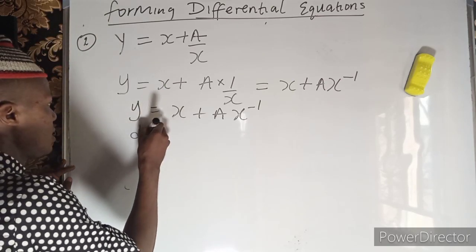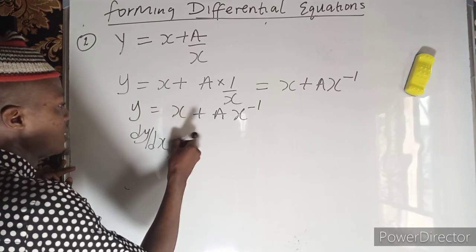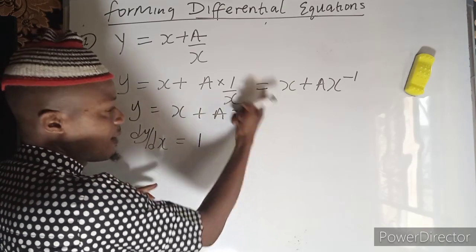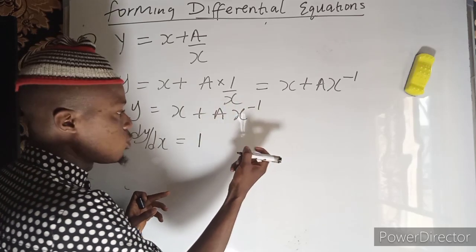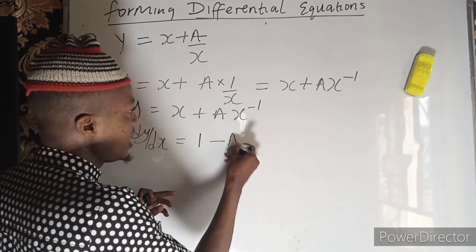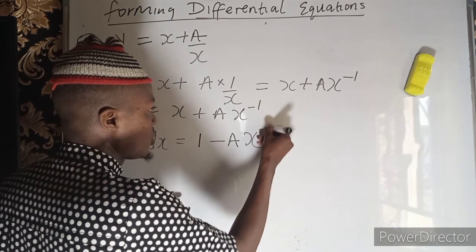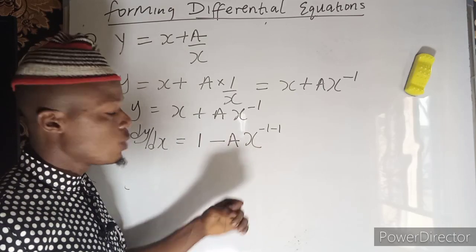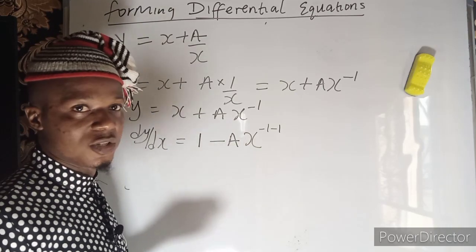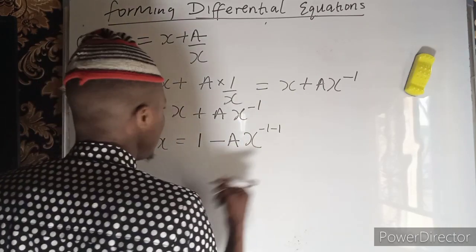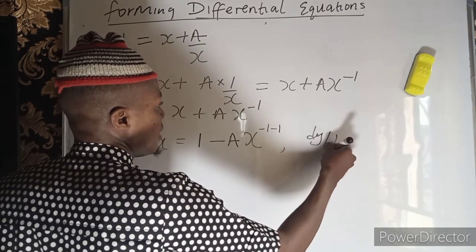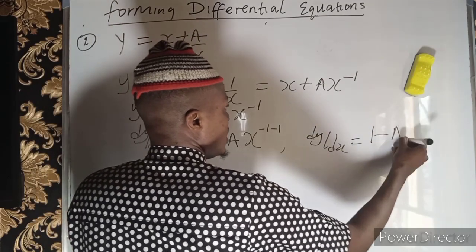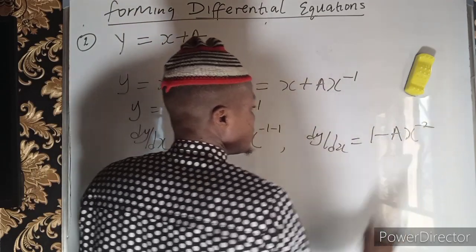Now if I take dy over dx, when I differentiate x, it will give me 1. If I differentiate this, the power comes to the front and the power is -1. So I'll have minus a x to the power of -1 minus 1. Remember, you subtract 1 from the power. That is why I told you to go and refresh your mind on the basics of integration and differentiation. So at the end of the day, we can see that our dy over dx is the same as 1 minus a x^-2.